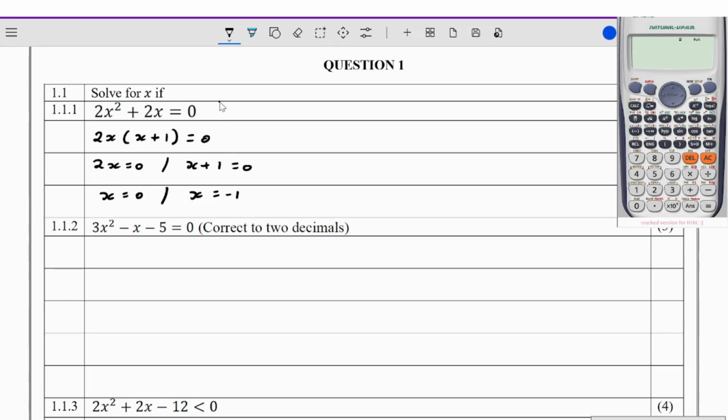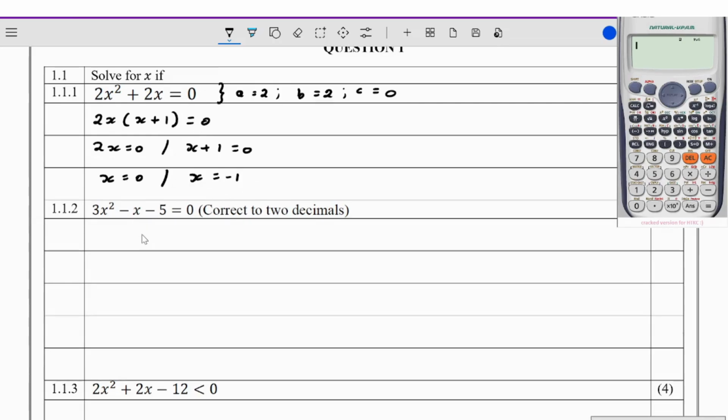Now for those who are opting to use the quadratic formula, I want you to be very careful on this one. You will note that the value of a is going to be equal to 2, the value of b is also going to be 2, but c is going to be 0, since this equation does not have a plus c, a constant. So wherever you see the letter c, you're going to substitute that by 0. That is your first 2 marks right there.